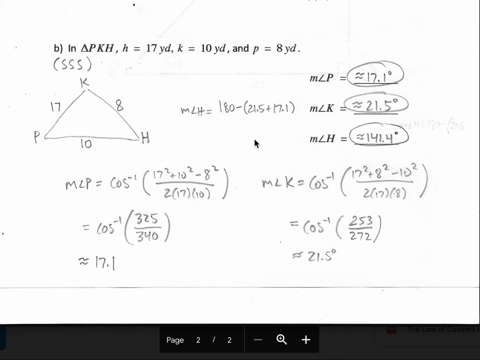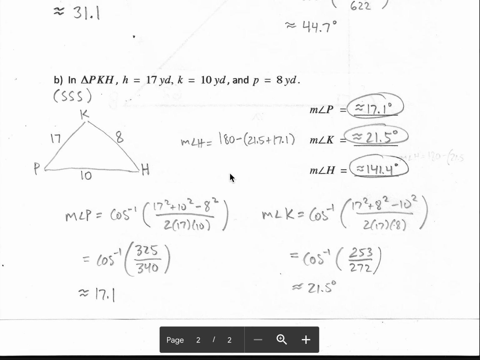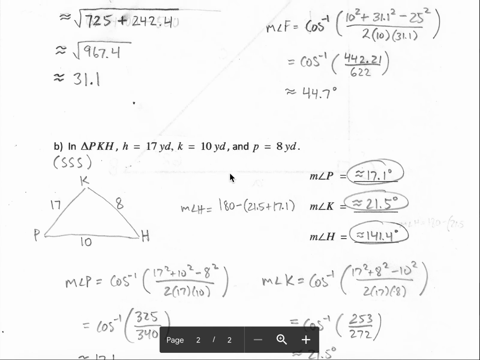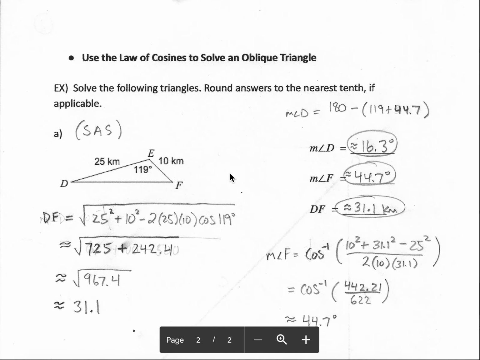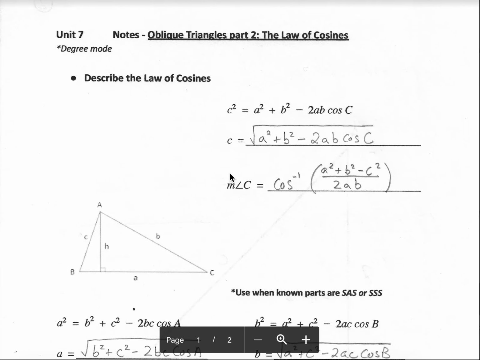So there's how we do side, side, side versions. And to solve for those angles, use those inverse cosine equations. So good luck practicing the side, side, side, and side angle side versions of these oblique triangles and using the law of cosines.